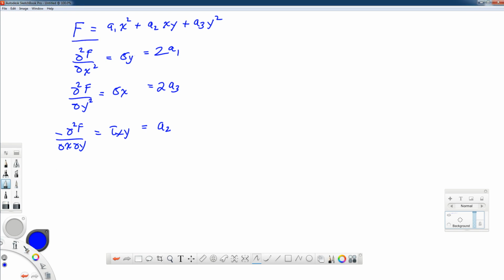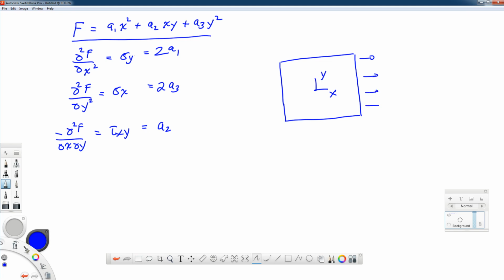Alright, so this would be what our Airy stress function would look like if we had a region of constant stress. So we can sketch this out if we want. We can have a plate, if you will. It's lying in the x and y plane. And everywhere in that plate, we would have the stress, sigma x, being a constant, 2a3.